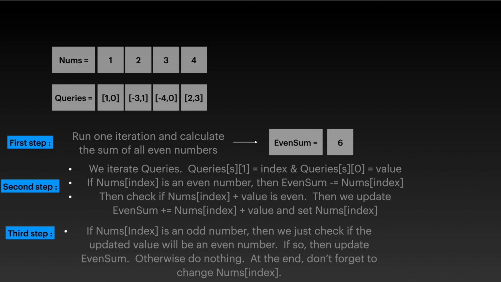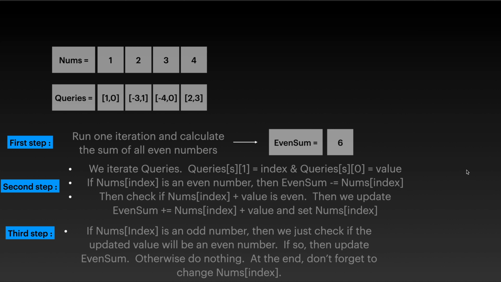That's it. When we are iterating our queries array, the first thing we have to do is, let's say we make one iteration, so we will be running our nums array from start to the end, and if the number is even, then we update this even sum variable. This will be the sum of all even numbers from the nums array. That's the first step, and this one is O of n, where n is the length of nums.